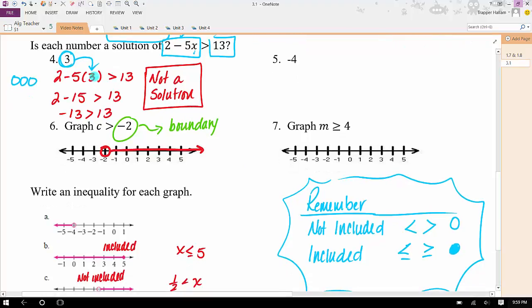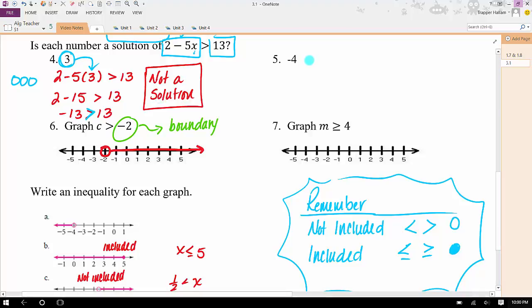So order of operations says we have to deal with this multiplication before that subtraction of this term from the 2. So -5, we like to think of this as a -5, not a subtraction sign, becomes -15, right? -5 times 3 is -15. Go ahead and combine a +2 and a -15. We get -13, and we've got -13 is greater than 13. Not true. So if it's not true, we say not a solution.